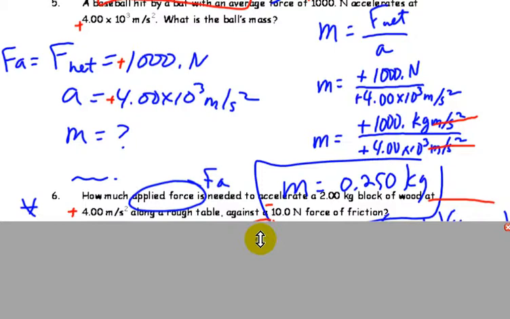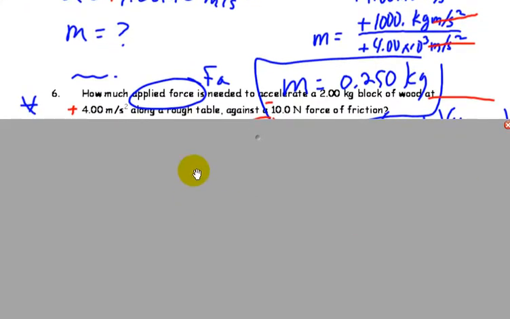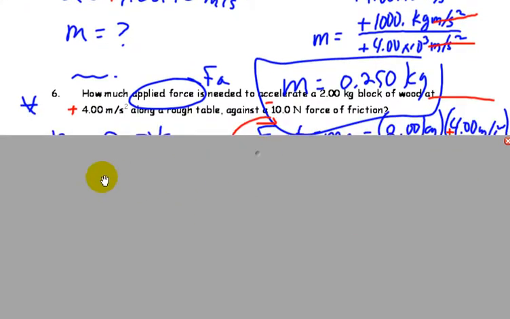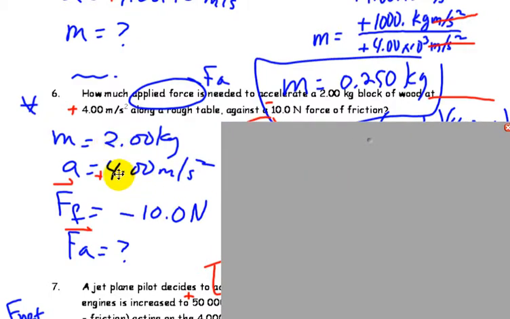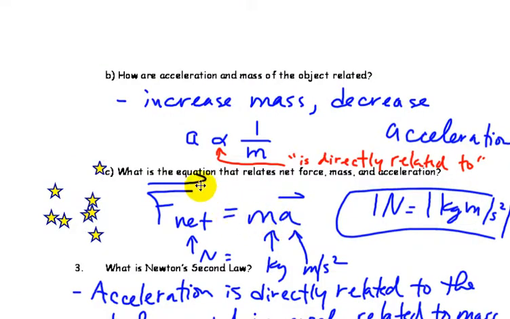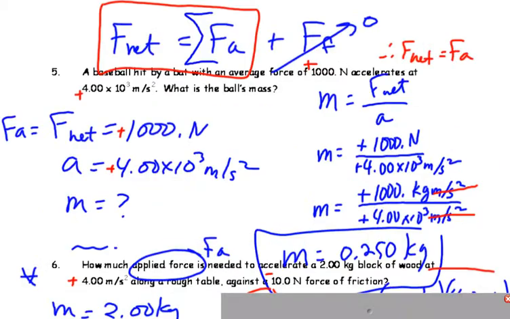Question 6. How much applied force is needed to accelerate a 2 kilogram block of wood at plus 4.00 meters per second squared along a rough table against a 10 Newton force of friction? Now, I put that negative in front because friction is always working against you. So if we're moving in the positive direction, that force has to be negative if it's friction. So we know mass, we know A, we know the force of friction, and we're asked to find the force applied. If we know mass and acceleration, we can figure out the net force being applied.